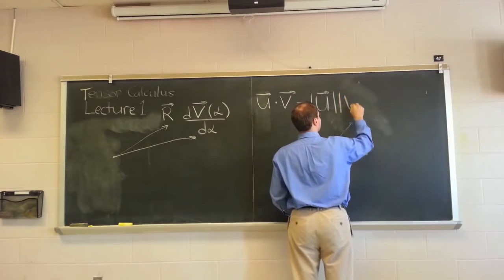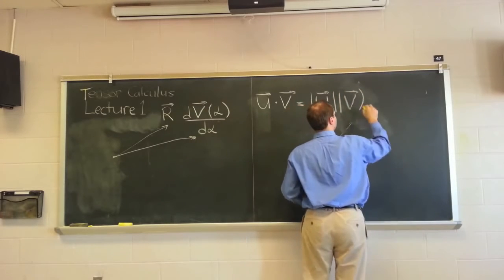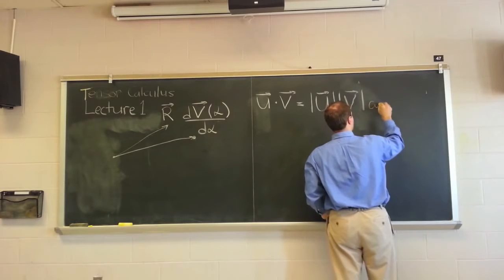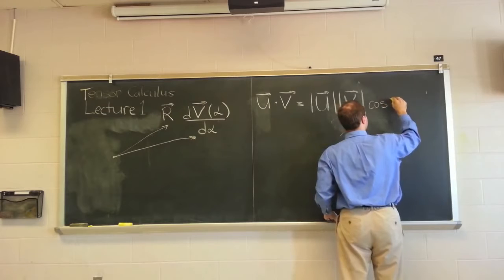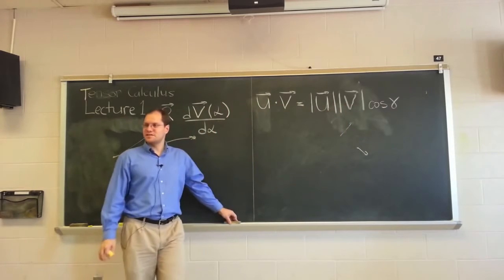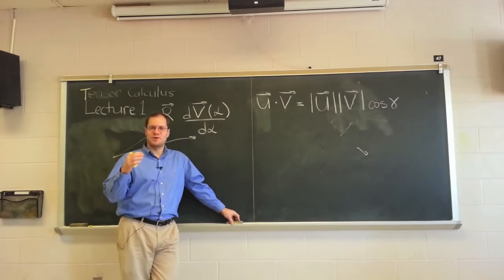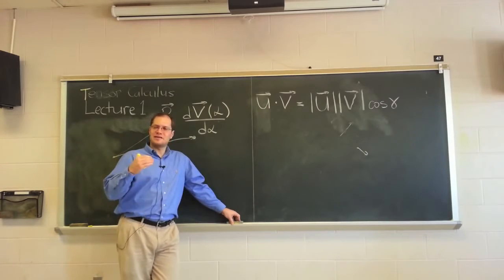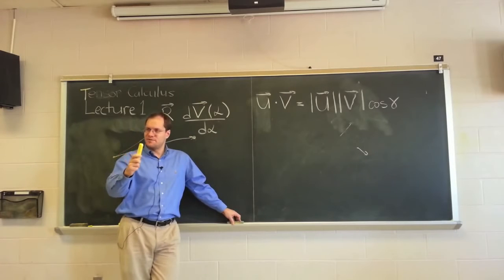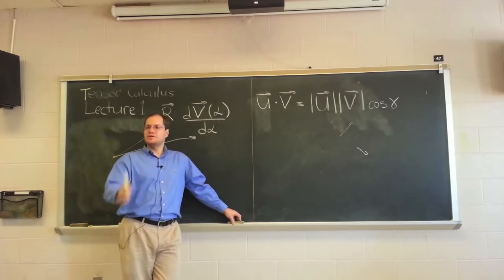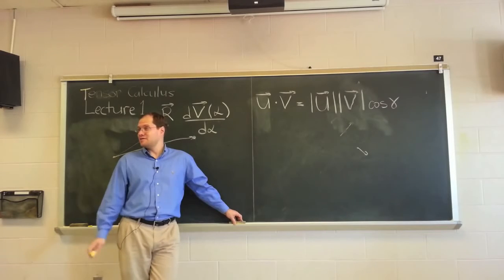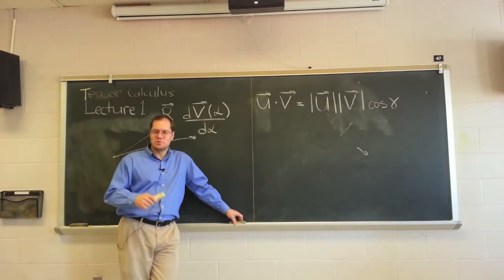...times the length of v times the cosine of the angle between them. Familiar from physics? But it's very important to have a starting point and then go from there. Our starting point was the concept of length. Because we're in a Euclidean space, we can use all of the Euclidean concepts like angle. So we have lengths, we have angles for free.